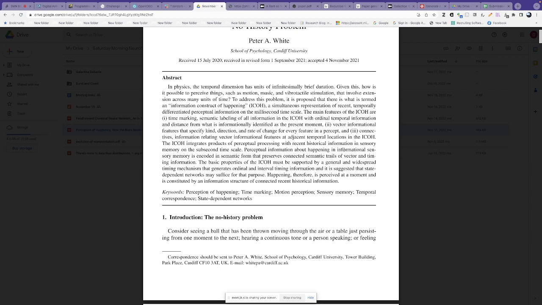Perceptual information about happening in informational sensory memory is encoded in semantic form and preserves connected semantic trails of vector and timing information. So I don't know what he means by semantic trails, but I imagine that if you want to know context, you have to have some semantic aspect to that. So there has to be some meaning to the context or else it's useless. The basic properties of ICOH must be supported by a general and widespread timing mechanism that generates ordinal and interval timing information.